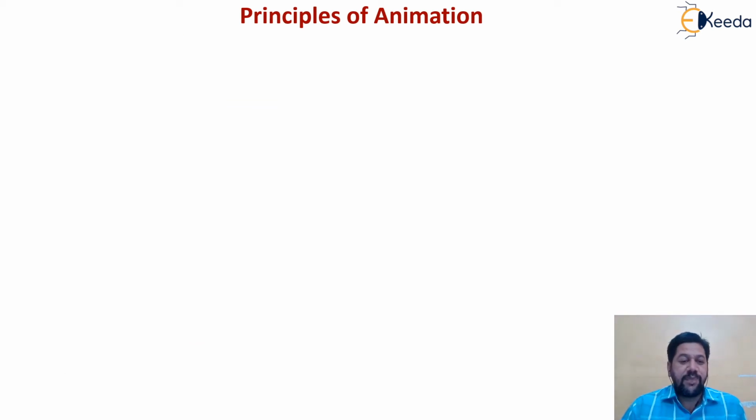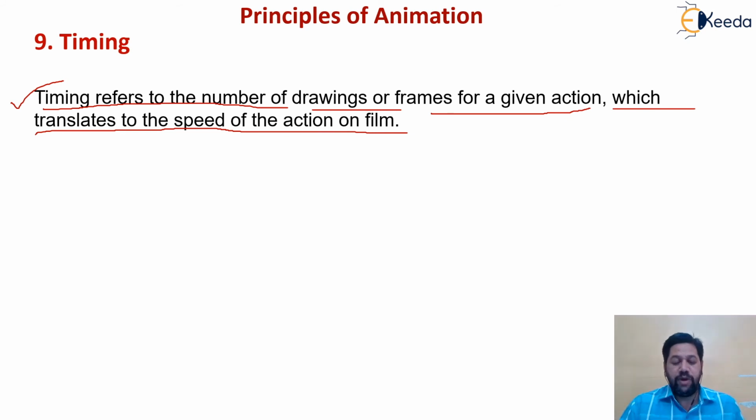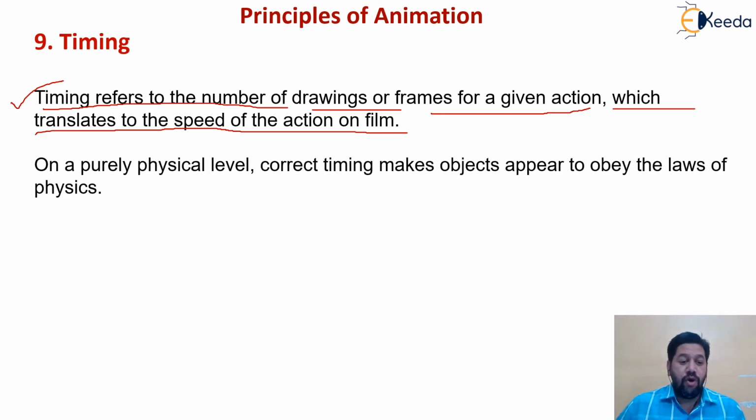My ninth principle of animation is timing. Everyone knows about timing. Timing is very, very important in animation. Timing refers to the number of drawings or frames for a given action, which translates to the speed of the action in the film. On a purely physical level, correct timing makes objects appear to obey the laws of physics. So correct timing is very important.